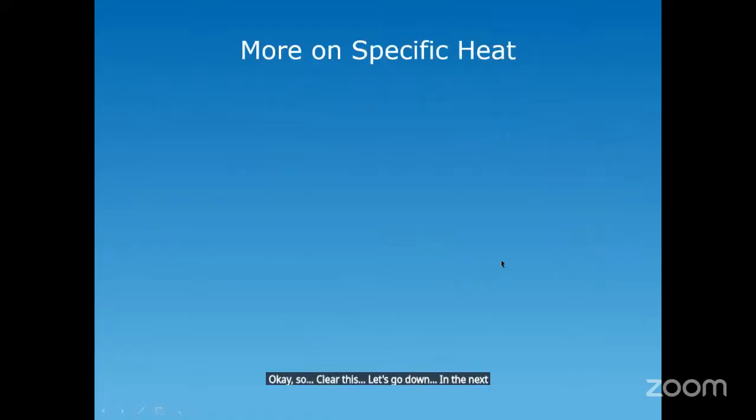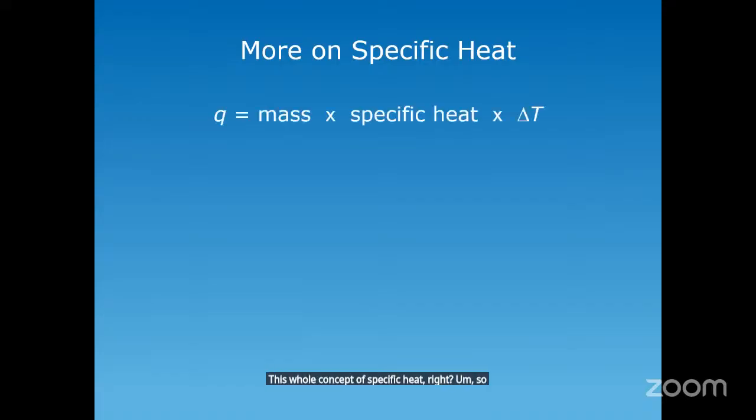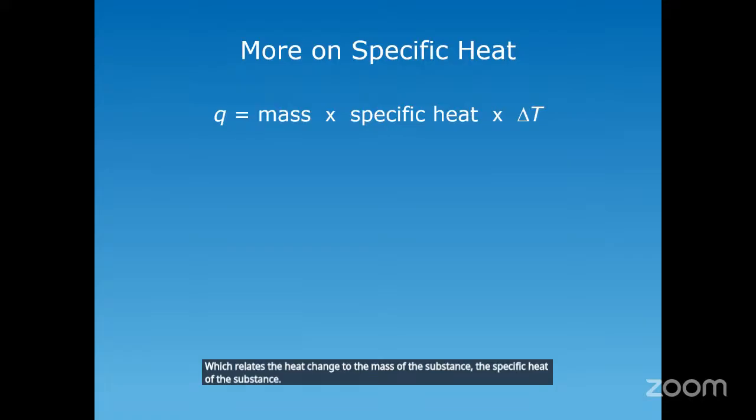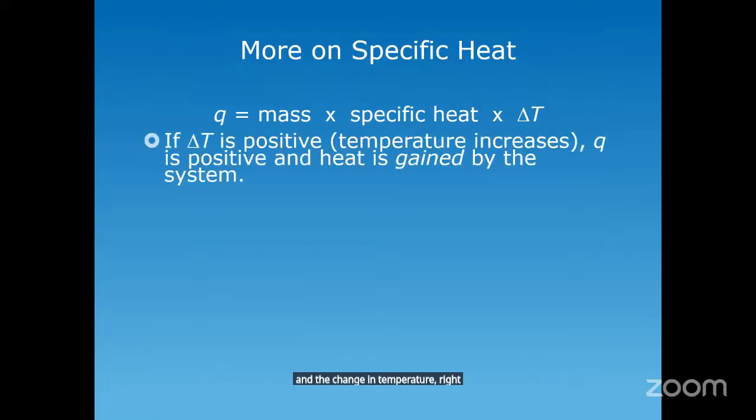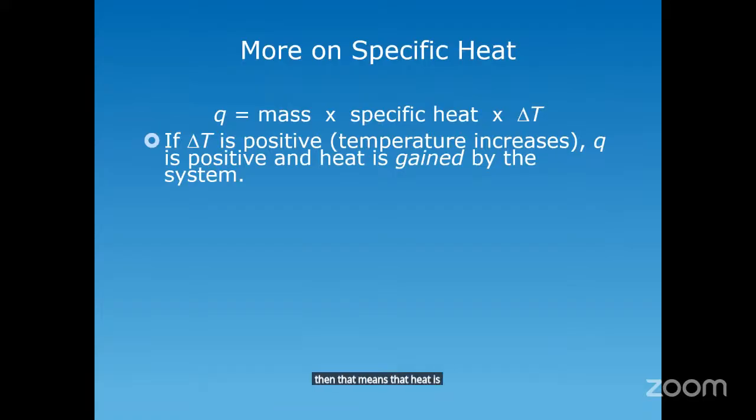So let's talk in more detail about this whole concept of specific heat, right? That's the equation that I introduced to you earlier, which relates the heat change to the mass of the substance, the specific heat of the substance, and the change in temperature, right? A couple of things I want to mention here. If the change in temperature is positive, in other words, if the final temperature is greater than the initial temperature, then that means that heat is gained by the system, which means that Q must be positive, right?